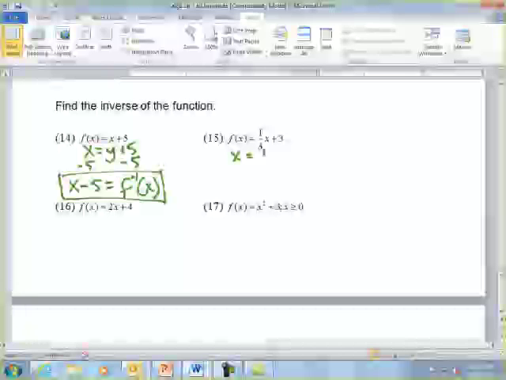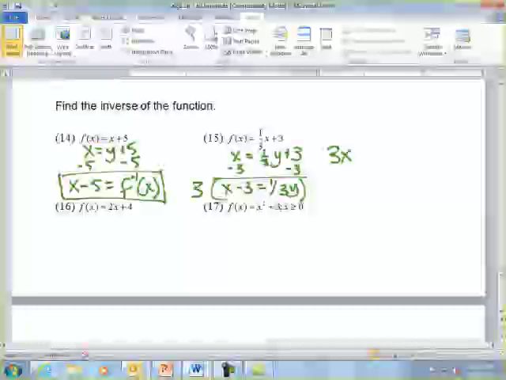Swap the variables. Then what do I do first to try to get y alone again? Subtract 3 from both sides. And how do I get rid of that 1/3? I could multiply everything by 3. I could divide everything by 1/3, but dividing by a fraction is kind of tricky. So we're going to multiply everything by 3. Everything. Not just bits and pieces, but every part of this by 3.